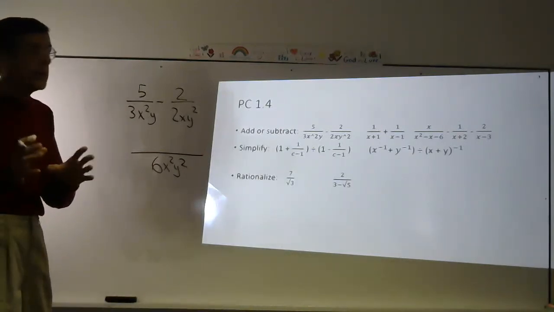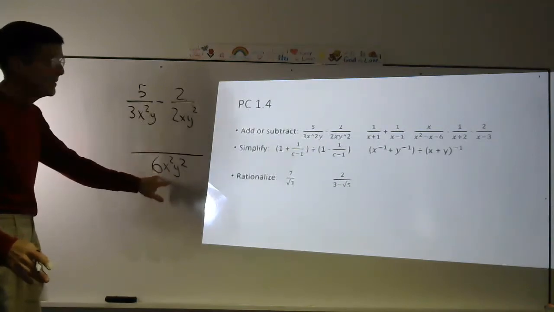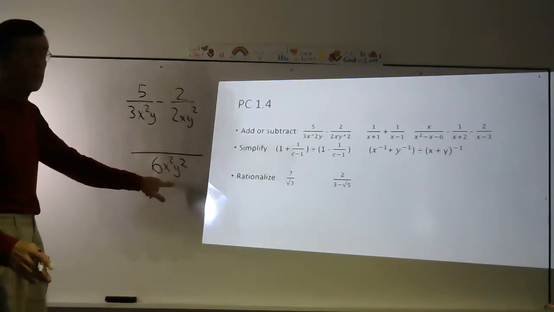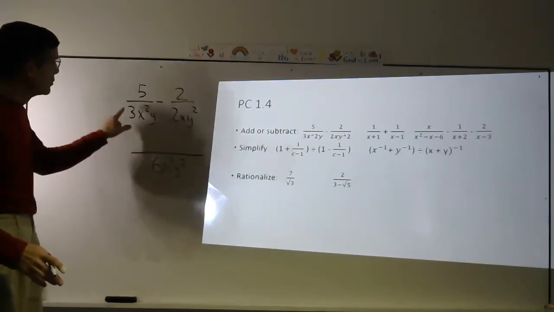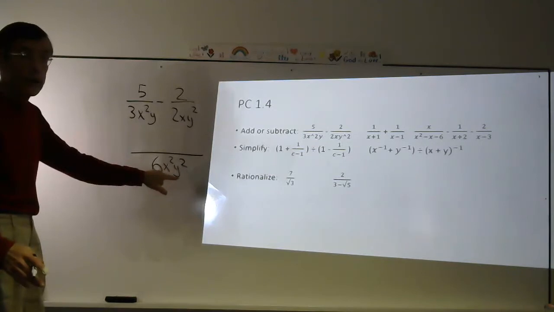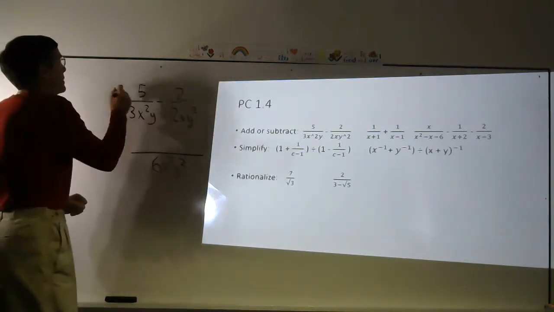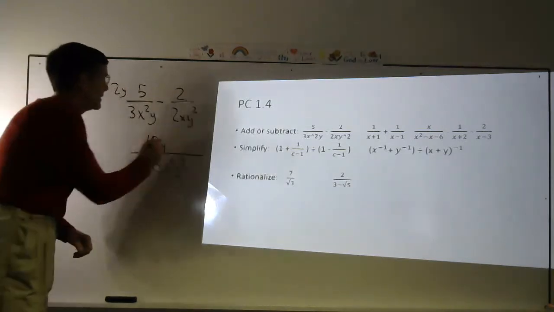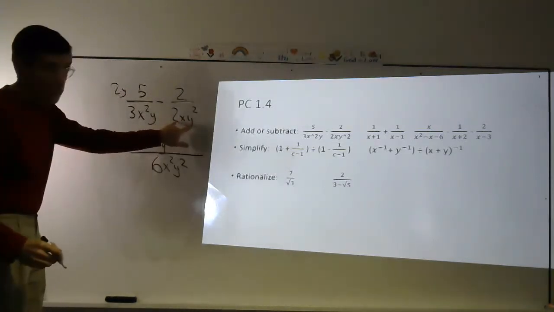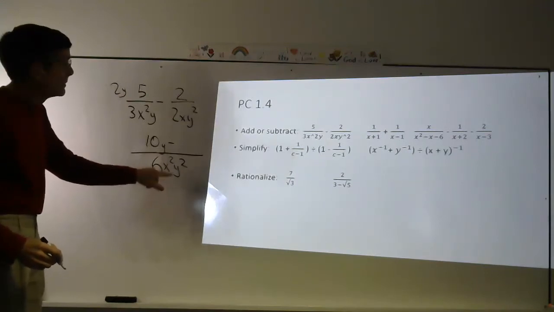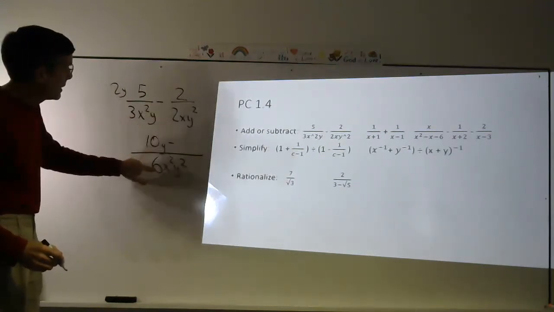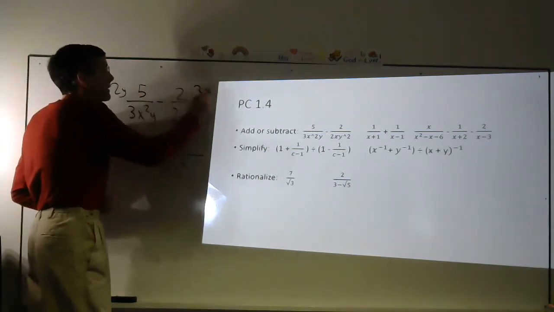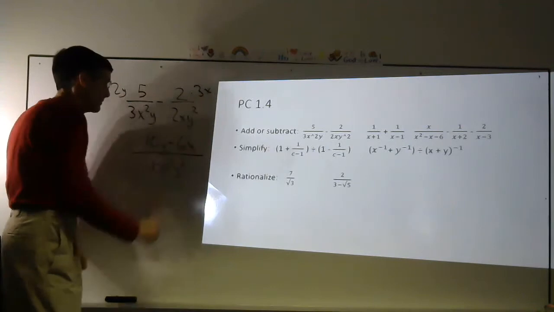Ask yourself the question, what do I do to this to get this? What do I multiply times this to get this? I have to multiply by a 2 and a y. So take the top times 2y, I get 10y. Minus, what do you do to this to get this? I multiply 3 to get that, and I need an x. So multiply the top times 3x, minus 6x.